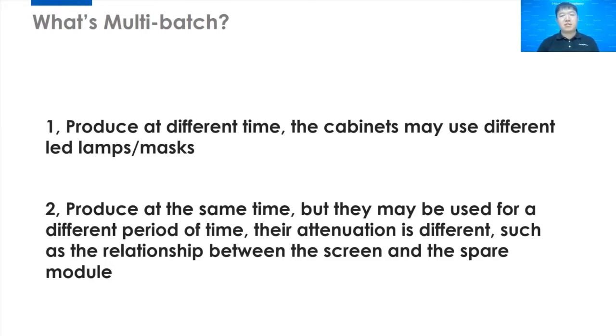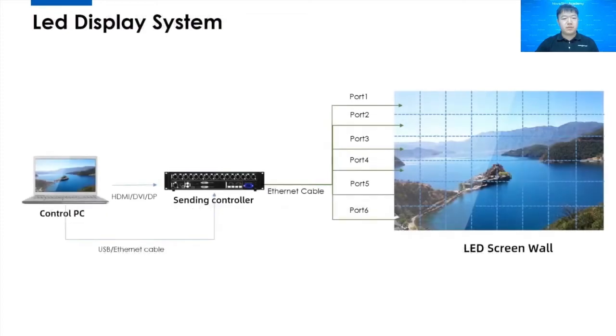Okay, so what about the system structure? When we perform the multi-batch adjustment, how do we need to connect our system? The system structure will be like this. The control PC provides the video source and the control signal to the sending card, and the sending card directly uses an Ethernet cable to load the screen. So basically, as you can see here, we do not have any video processors. Which means before we start the multi-batch adjustment, we should make sure we remove all the video processing devices. Otherwise, it may cause some problems.